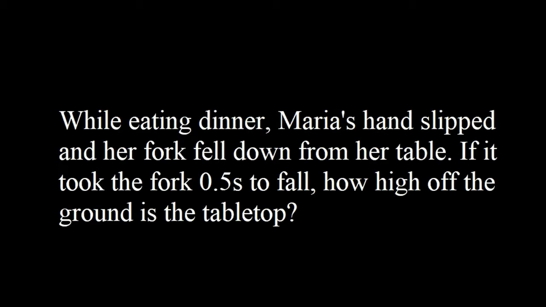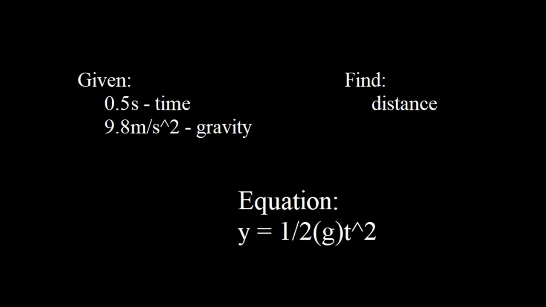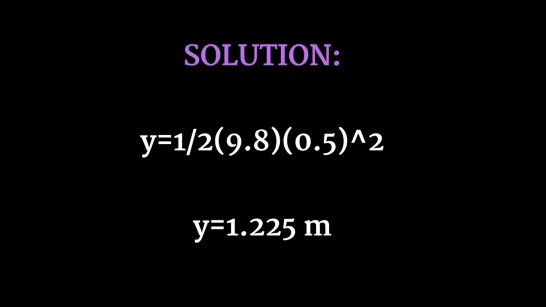While eating dinner, your hand slipped and your fork fell down from your table. If it took the fork 0.5 seconds to fall, how high off the ground is the tabletop? Since we're looking for the distance or the height between the ground and the tabletop, we will be using the equation y is equal to 1/2 g t squared. So, changing the variables to its values, it would be y is equal to 1/2 multiplied by 9.8 multiplied by 0.5 squared. So, arriving at the answer, y is equal to 1.225 meters.